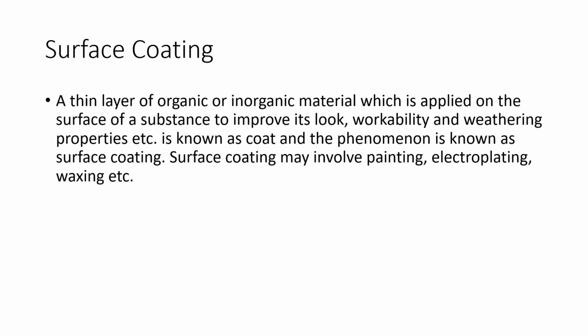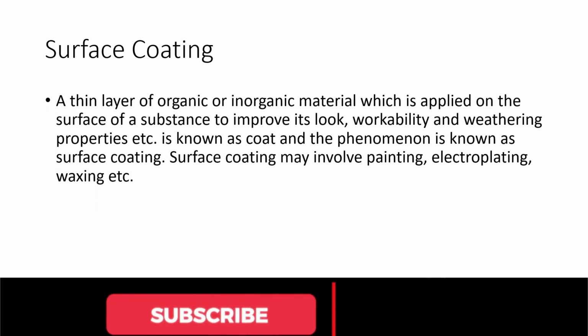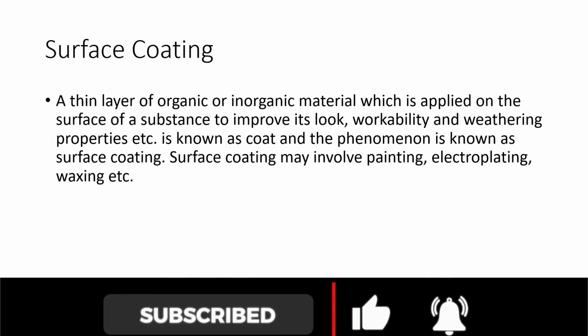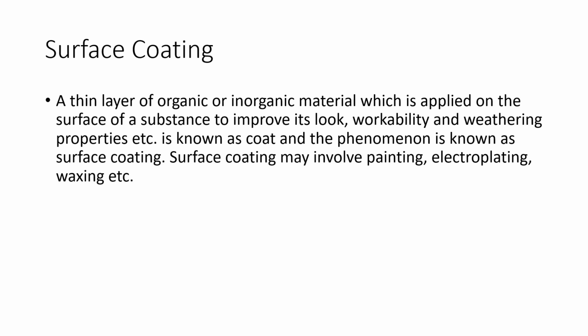Now what should be the definition of surface coating? A thin layer of organic or inorganic material which is applied on the surface of a substance to improve its look, workability and weathering properties, etc., is known as a coat, and the phenomenon is known as surface coating. Surface coating may involve painting, electroplating, waxing, etc., which we will try to cover later in this chapter.